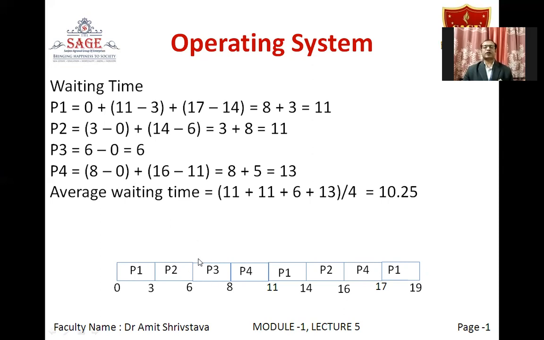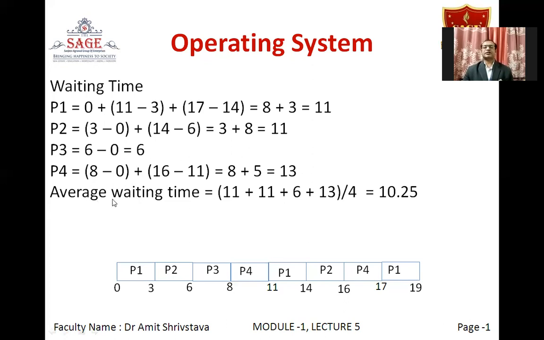Now P3 executed only once because its total CPU burst was 2 milliseconds only. So one time slice was enough for P3. So we have allocated the CPU to P3 after 6 milliseconds. So the waiting time for P3 will be 6. Now P4 we have allocated after 8 milliseconds. So first of all, the waiting time is 8 milliseconds. After 11 milliseconds, we have taken the CPU and we have reallocated the CPU to P4 after 16 milliseconds. So the waiting time will be 16 minus 11 again. So 8 plus 16 minus 11, that is 13.